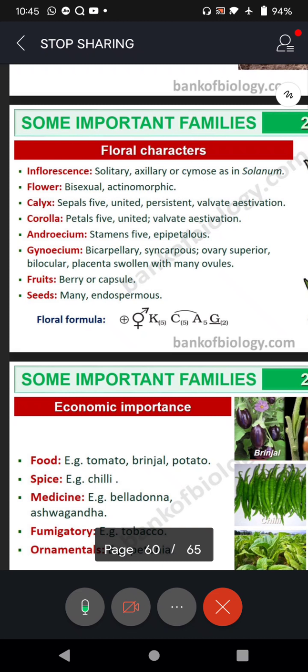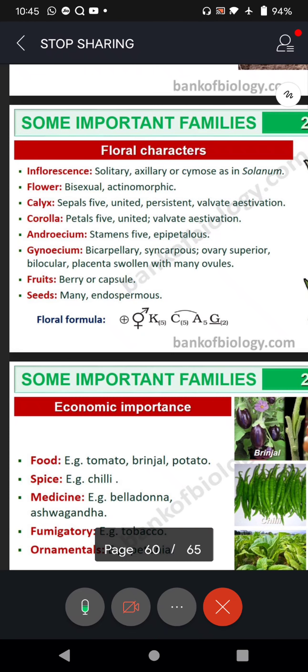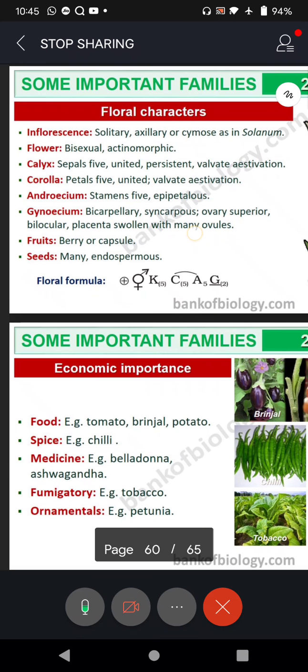Spelling, gynoecium. So it starts with G. So we are picking that letter for gynoecium. So we are writing capital G, right? And how many? Bicarpellary. Two carpels are there.